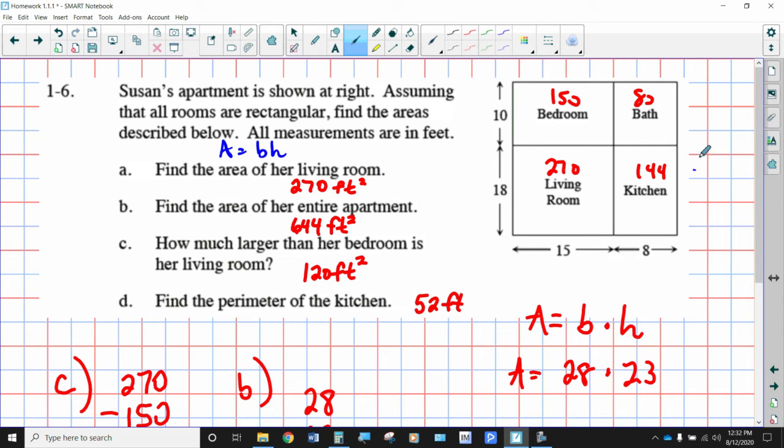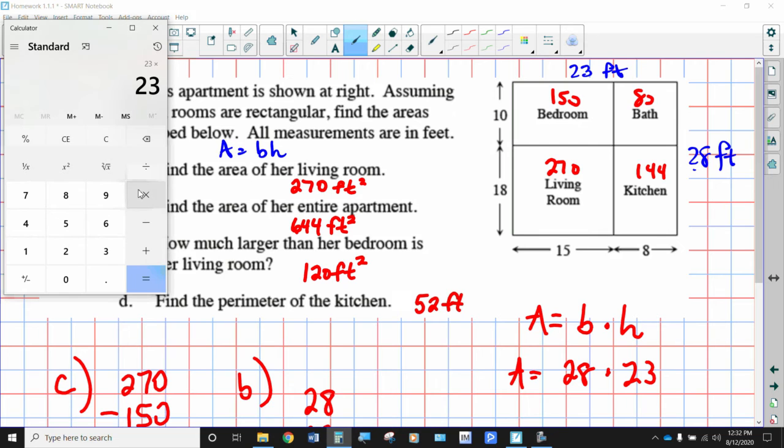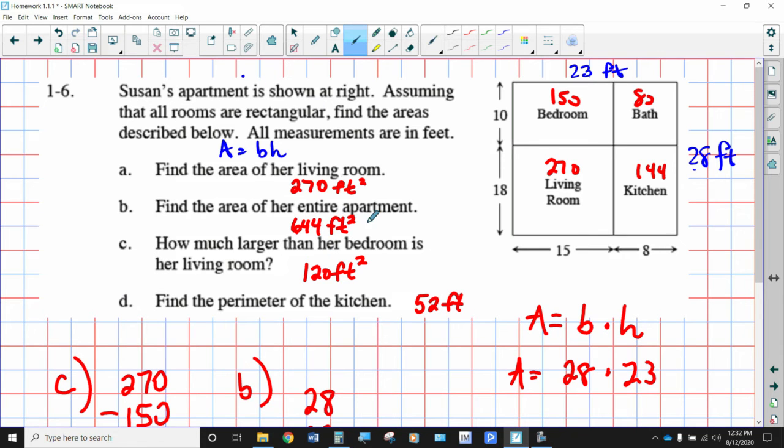So this is 28 total feet in this direction, and in this direction, it's a total of 23 feet. So you can do one of two things. You can either take these individual areas and add them all together, or you can take your calculator and say, well, is 23 times 28 going to give me the same thing? And as a matter of fact, it does. So the total area of the apartment is 644 square feet.